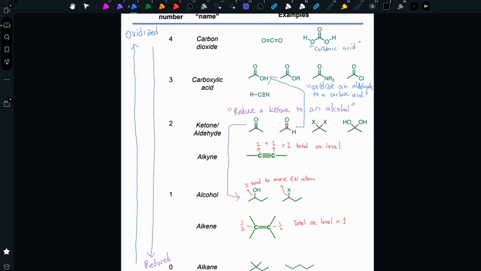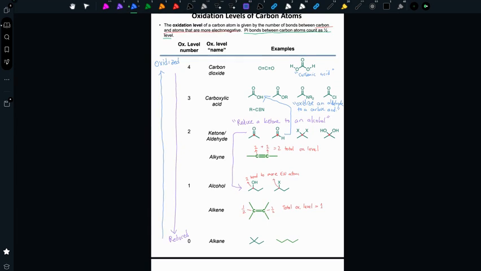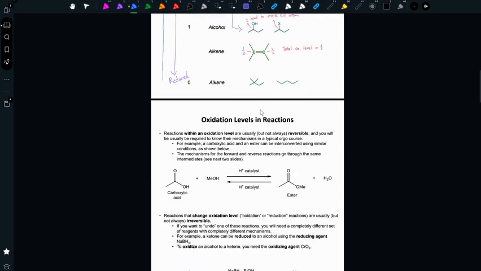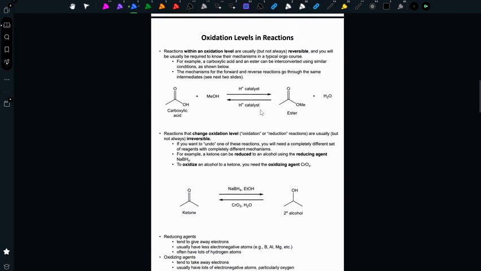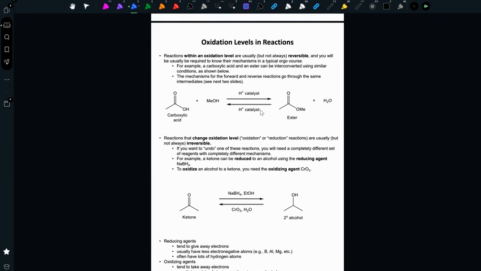So that's just introducing you to the kind of language that you'll hear around oxidation level. When you see these reactions, I just want you to be familiar with the language and understand it's not anything super special. It's just we're counting bonds to more electronegative atoms. So that's the overview of oxidation levels of carbons. Next we'll look at how we track oxidation level in reactions and some of the general ideas to keep in mind when we're thinking about how oxidation level changes during a reaction.